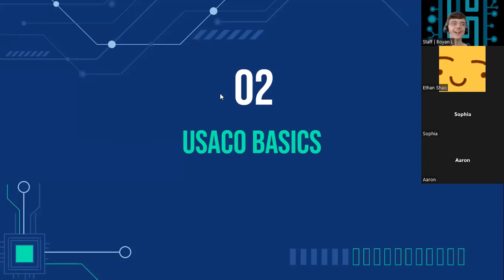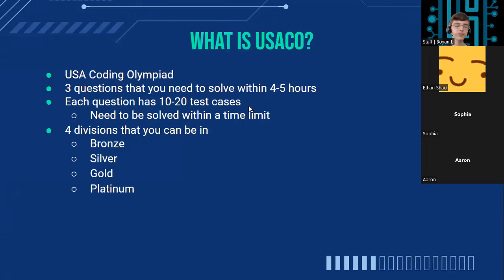Okay, so let's get to some of the basics of USACO. USACO, for those of you who've never heard of it before, is the USA Coding Olympiad. It consists of 3 questions that you need to solve within 4 to 5 hours. Each question is going to have 10 to 20 test cases, which are just sample inputs that your program will be run on and checked against. For all of those test cases, your program needs to be solved within a certain time limit. I'll talk more about that on the next slide.